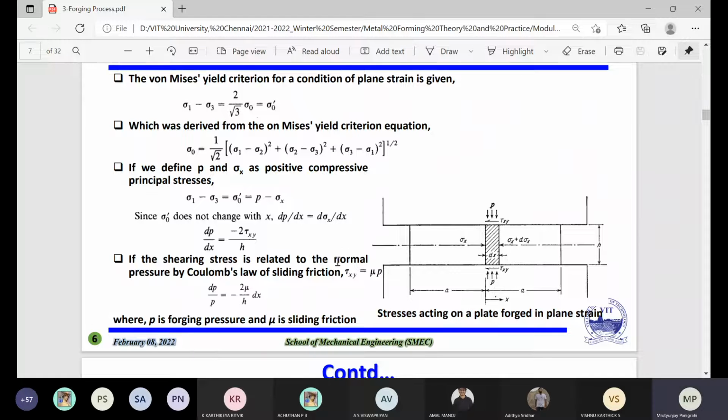If you are taking the assumption tau xy equal to mu p, can you put this value and get dp by p equal to minus 2 mu by h into dx? You can just put this equation here. Here p is the forging pressure and mu is the sliding friction. Instead of tau xy, we have just converted to mu.